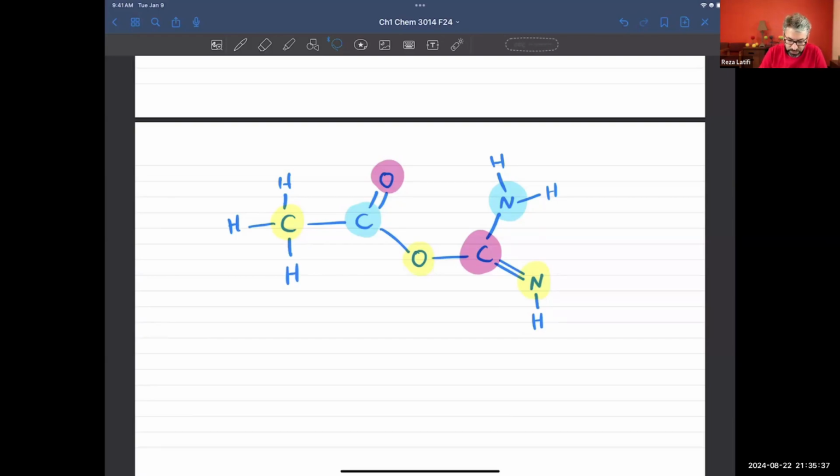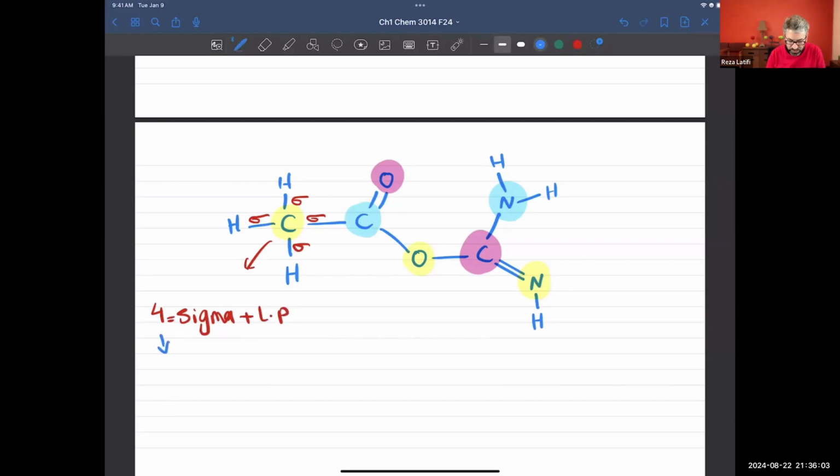The first thing I'm going to do is label the sigma bonds that I have for carbon. So I see a sigma bond, 1, 2, 3, 4. I have 4 sigma bonds. So sigma plus lone pair, the answer, we got it equal to 4.